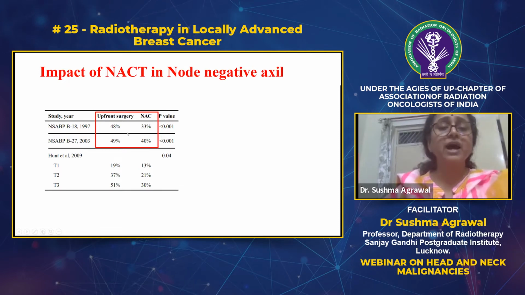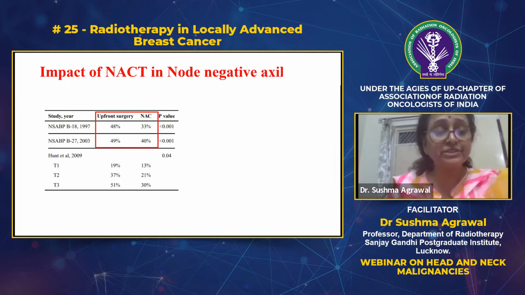Because if you do upfront surgery, the incidence of nodal positivity in a clinically node-negative axilla was 50%. If you downstage with chemotherapy, it becomes 30%. So 10 to 20% more patients are eligible for the sentinel lymph node procedure. So this impacts on lymphedema.